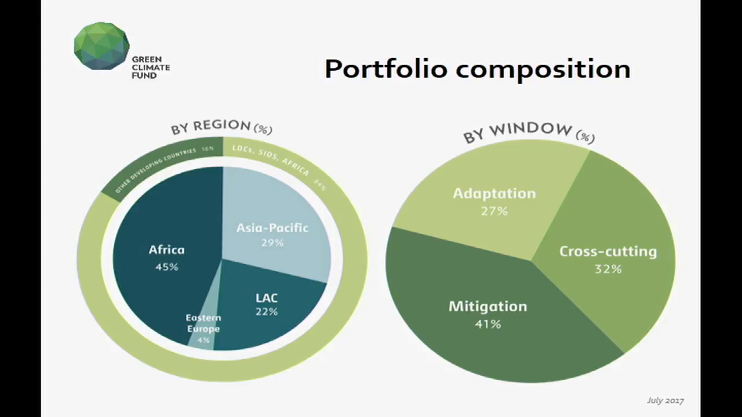In terms of portfolio composition by region, again, I'm sorry, you're lumped in Latin America and the Caribbean, but you saw there's only one project from the Caribbean, so it's mostly Latin America. In terms of window, 27% adaptation, 41% mitigation, and 32% cross-cutting, which means a project has declared it has both mitigation and adaptation benefits. In terms of instrument, 42% grants, 39% loans, 18% equity. So that's the 3 major instruments.